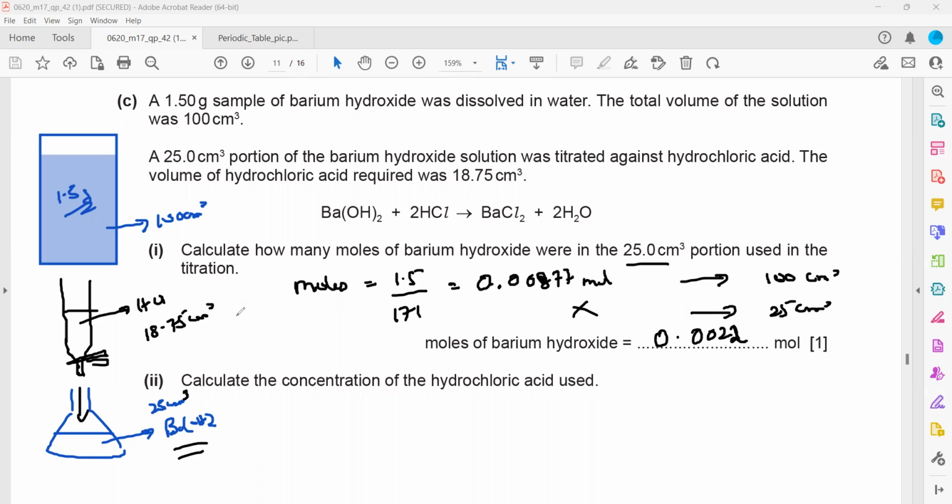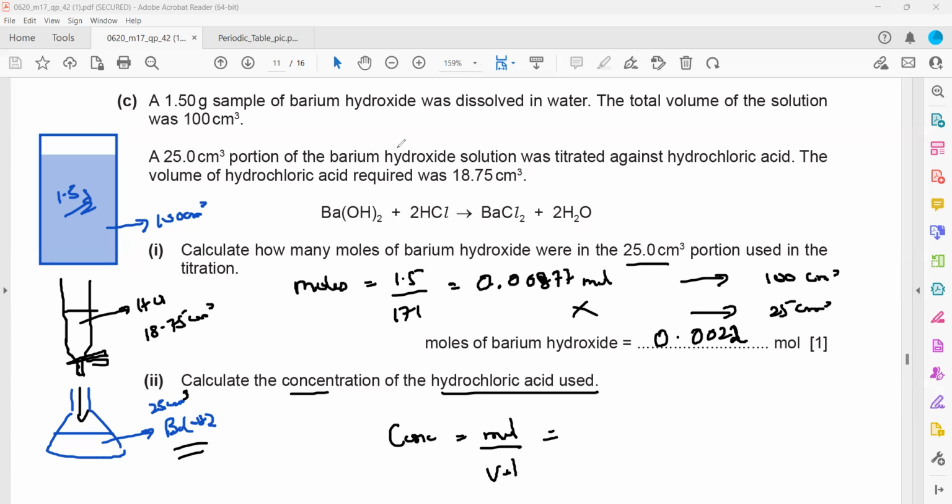Is it clear? Yes, sir, clear. What about the others? Anyone having a doubt in this? No, sir, clear. Okay, then the next one is: calculate the concentration of the hydrochloric acid used. Concentration is moles over volume. The volume is 18.75, and the moles are double that of barium hydroxide. So we need the concentration of hydrochloric acid, which is moles over volume.